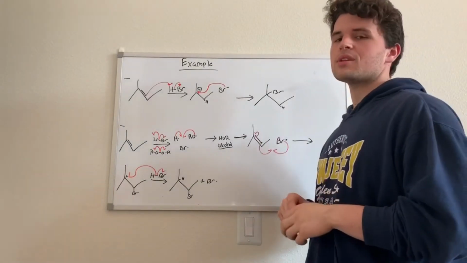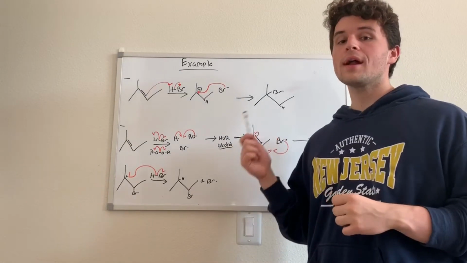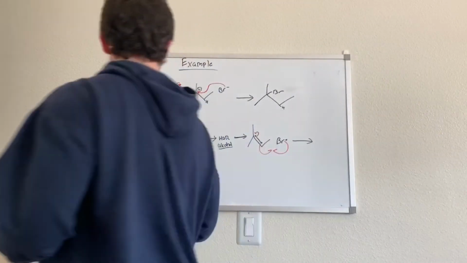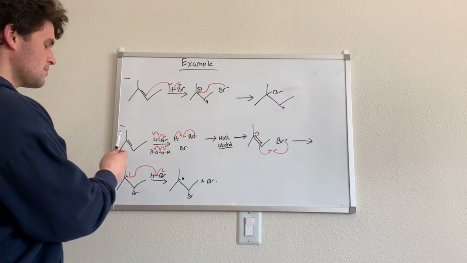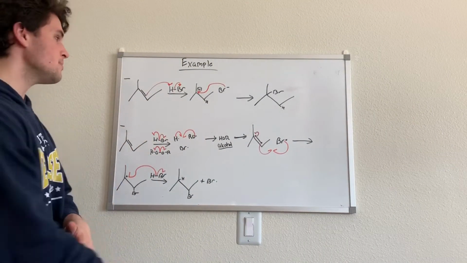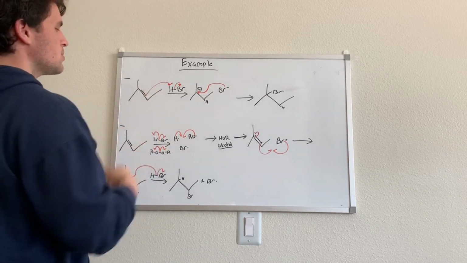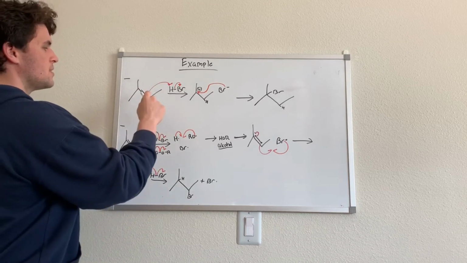All right, so now we have some examples of both free radical and regular alkene hydrohalogenation reactions. As you can see, the substrate starts out the same, and HBr is used in both, but one uses peroxide. So first, we're going to start with the regular hydrohalogenation.